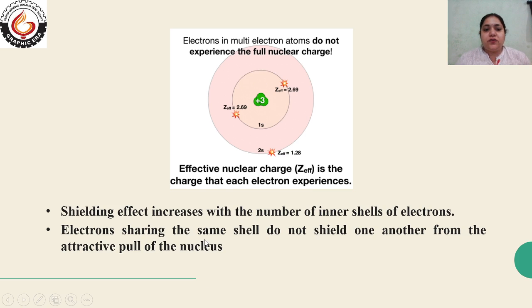Also, electrons sharing the same shell do not shield one another from the attractive pull of the nucleus. Like here, these two electrons are present in 1s. So both are present in same shell, shell number 1. So these will not repel each other. These will not shield each other. And the effective nuclear charge for both are same.